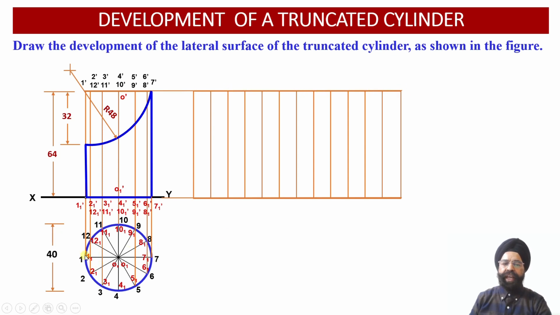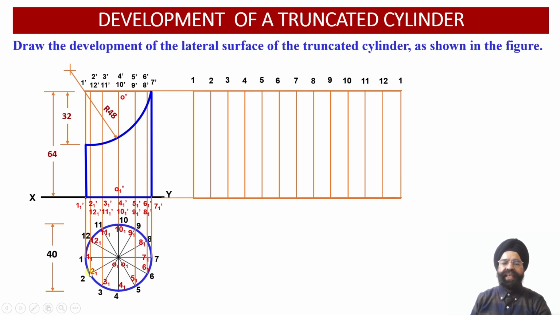Now, corresponding to each sector, 12 divisions have been obtained. Starting from point 1, we have marked point 2, point 3, point 4, 5, 6, 7, 8, 9, 10, 11, 12, and then again 1, because we started from 1. All these points of the circumference have been obtained in the development view. The height of the cylinder, we already know, is equal to 64 millimeter.